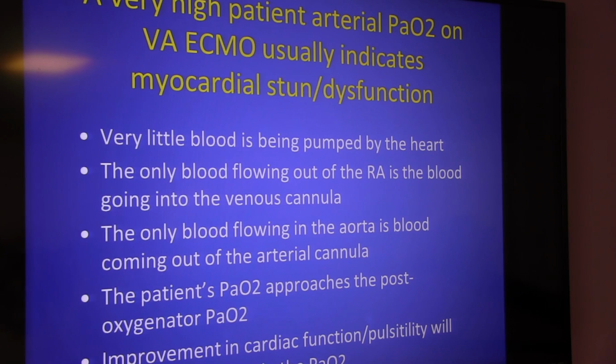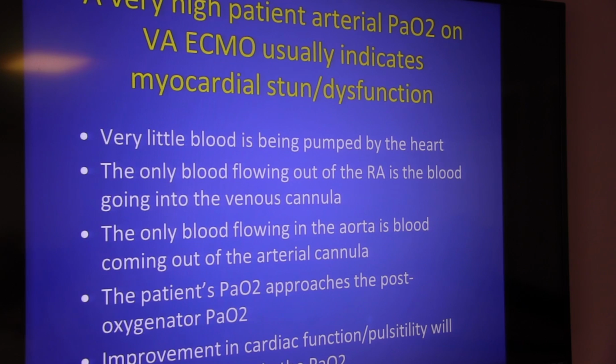Is this PaO2 from the patient or from the surgeon? Patient. Oh, okay, patient, sorry. If the patient PO2 is the same as your post-membrane PO2 and you're early in the course, you have a problem. If you're late in the course, maybe the lungs are really getting better, but you're still not going to get close. Say your post-membrane PO2 is 250, your patient PO2 may be 220, 230, if you're in stun.